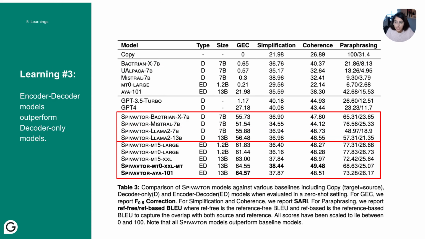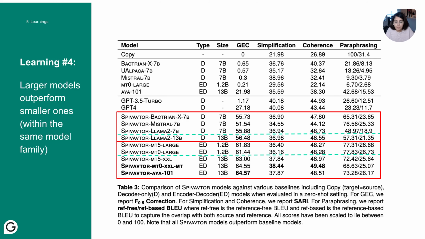Learning number 3 is that for our text editing tasks, encoder-decoder models outperform the decoder-only models. This is an empirical learning which has just worked out better for us, and on average, the performance of encoder-decoder models is better than decoder-only models.